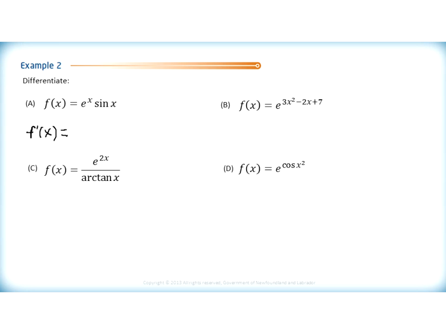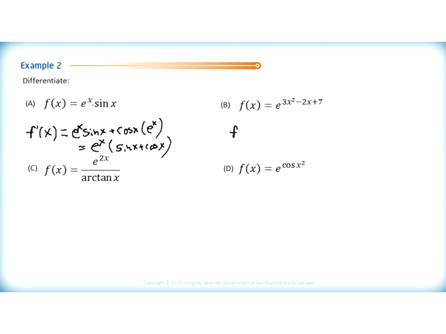Okay, so we've got a product here. e to the power of x times sine x. So this is going to be a product rule. So the derivative of the first times the second, well, that's easy. e to the power of x times sine x. Nothing to it. Plus the derivative of the second. So the derivative of sine x is cosine x multiplied by e to the power of x. And that's it. We can simplify a little bit if we like, remove a common factor of e to the power of x, and then we just have sine x plus cosine x. But that's as far as we need to go. Nice. Okay. Let's take a look at part B.